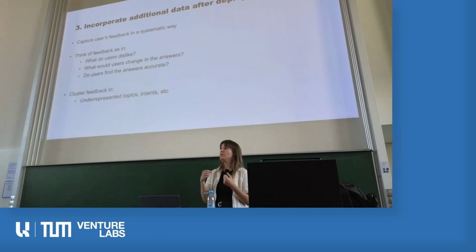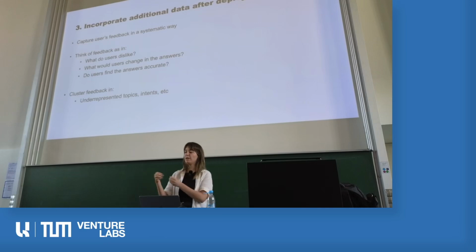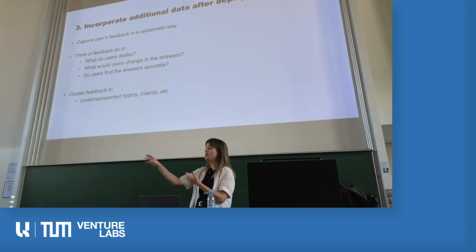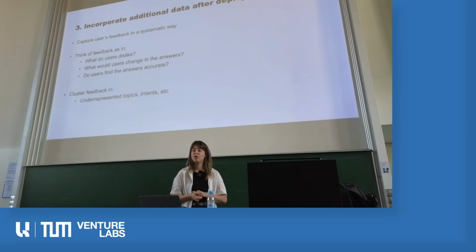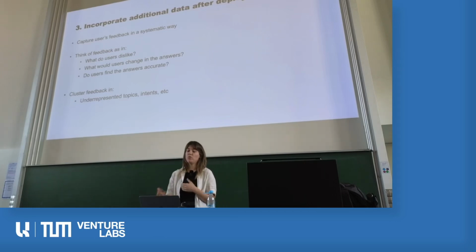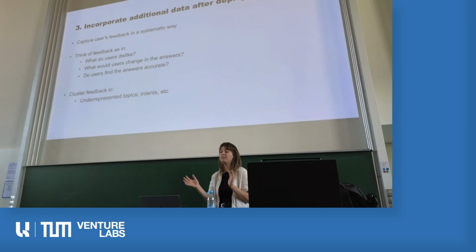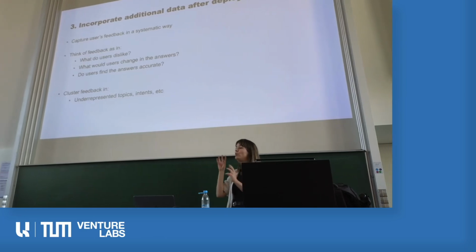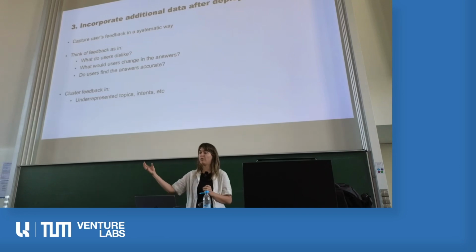So you want to capture feedback in a systematic way. You want to know what the user disliked, what they liked, where the model failed. For example, if one sentence in the whole generated output was not even in the documents. You want to know that the users find the answers accurate and so on. So you want to cluster the feedback in the end into underrepresented topics, intents, etc. When you have that feedback, you know where you want to improve your prompt flow or your RAG application.